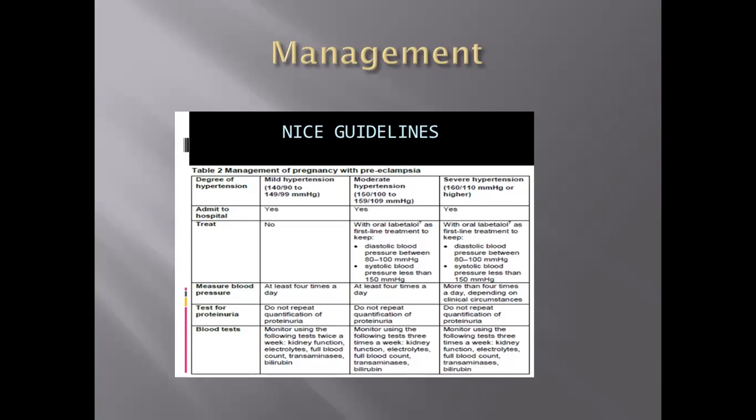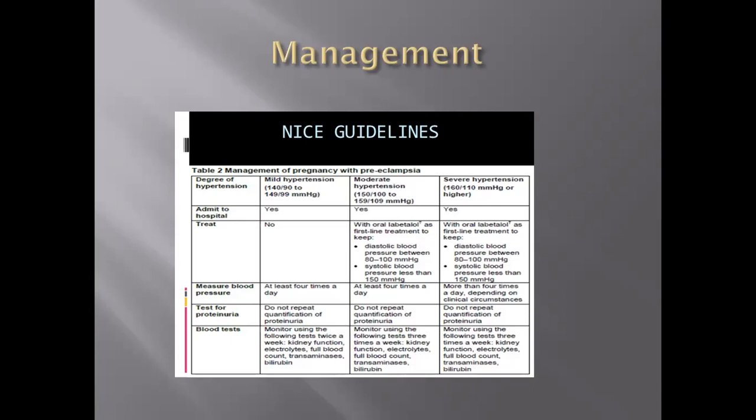Now, what should be the treatment plan? If the patient has mild hypertension, there is no need to treat. Just admit the patient for observation, and her blood pressure should be checked at least 4 times a day. Her blood investigations should be done twice a week, including full blood count, renal function, liver functions, and serum electrolytes.